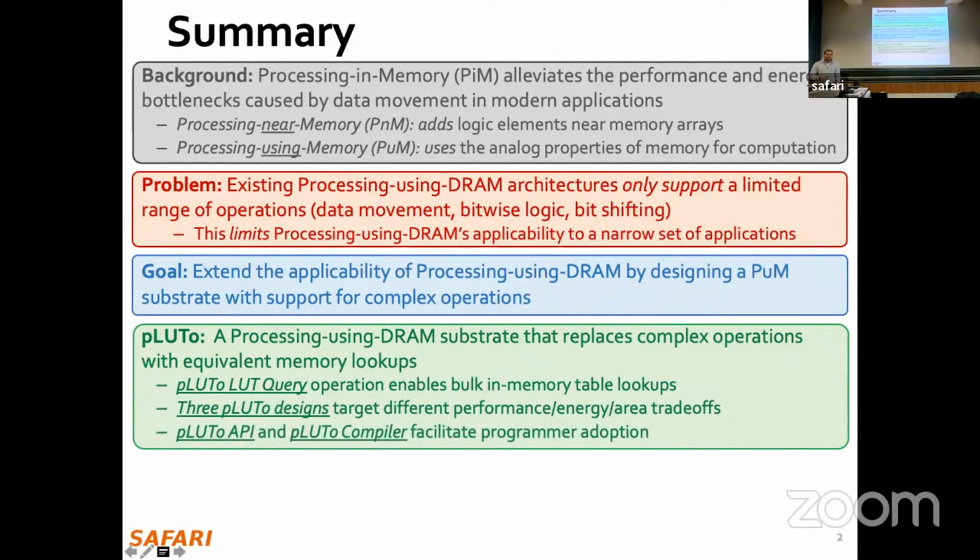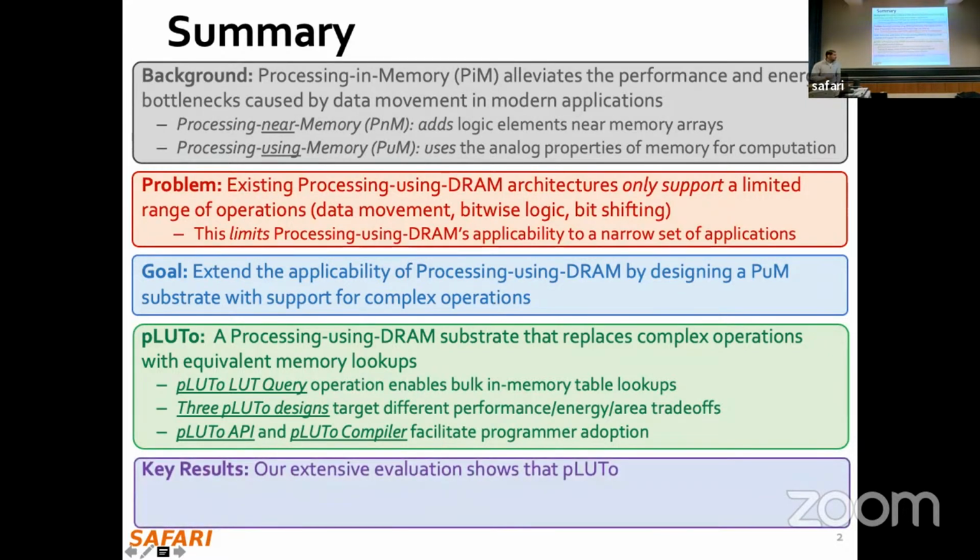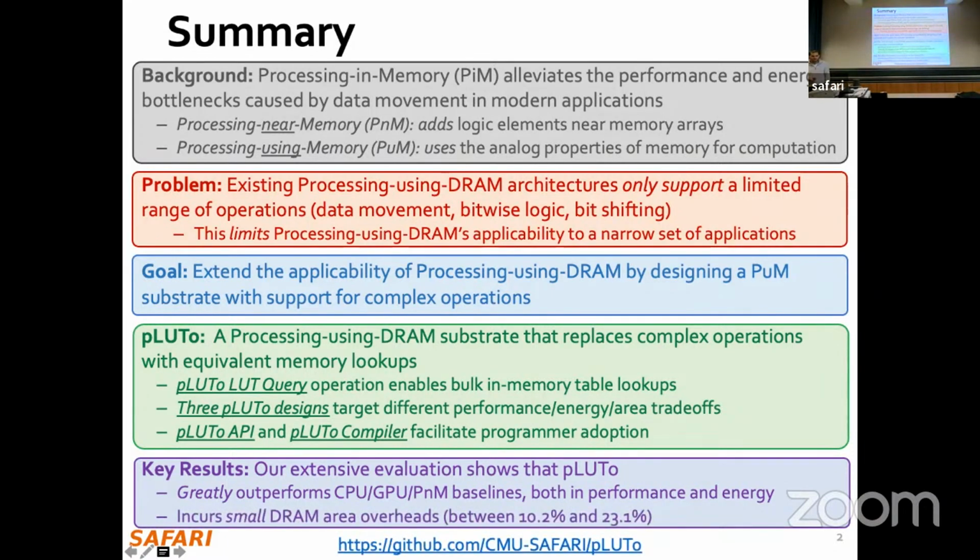And we also propose a system integration solution to integrate pLUTo in current systems, which includes the pLUTo API and the pLUTo compiler. So we extensively evaluate pLUTo, and we show that it greatly outperforms both CPU and GPU-based compute-centric architectures, and also a processing near memory baseline, both in terms of performance and energy, and also incurs small area overhead compared to a baseline DRAM organization, from 10% to 23%. And we open source our evaluation infrastructure, and you can check it out in this SAFARI GitHub repository over here.